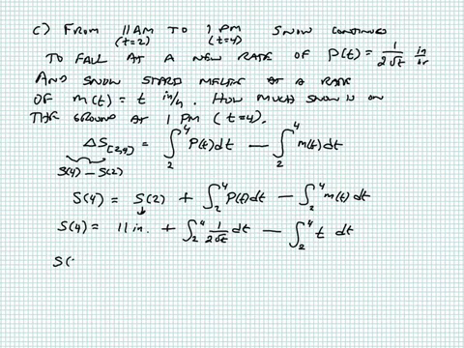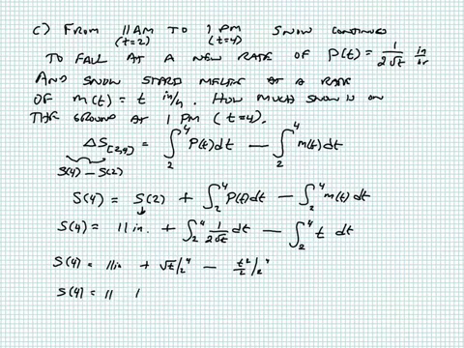Okay, so S of 4 is going to be equal to 11 inches plus the antiderivative of 1 over 2 square root of t, which you can show is equal to the square root of t, from 2 to 4, minus t squared over 2 from 2 to 4. So S of 4 is equal to 11 plus square root of 4 minus the square root of 2, minus, pulling out the 1/2, 4 squared minus 2 squared.